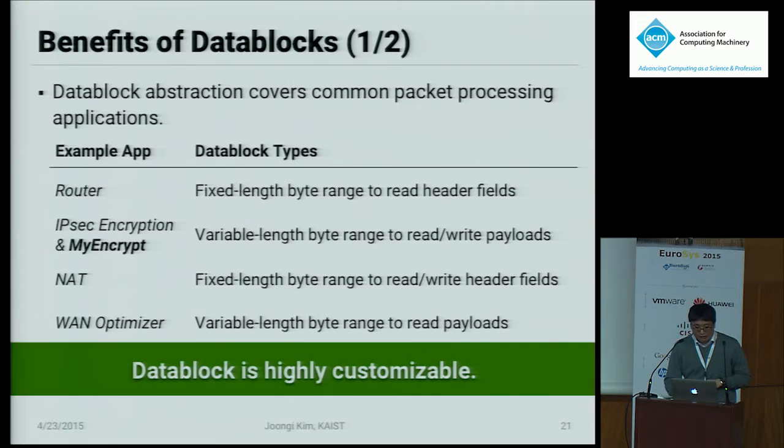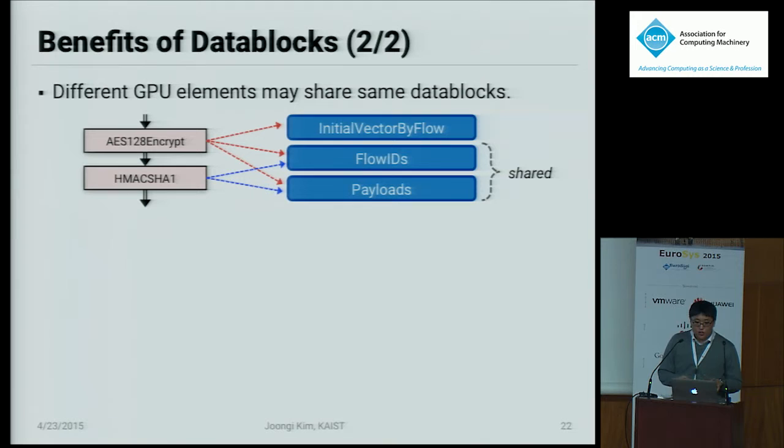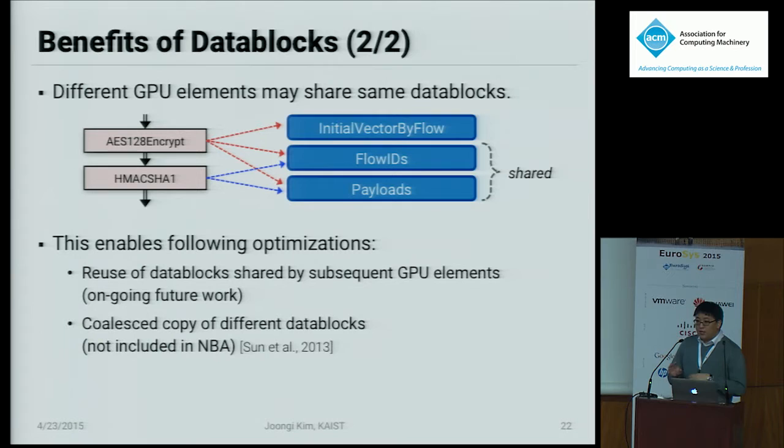Second, data block abstraction allows new optimization opportunities. These opportunities are enabled by separation of GPU elements and the data blocks. So this allows sharing of data blocks by different GPU elements, and this improves code reusability and modularity. For example, AES element and HMAC-SHA1 element may share the same packet payload data block. So the additional optimization opportunities are as follows. The first opportunity is to reuse data blocks.